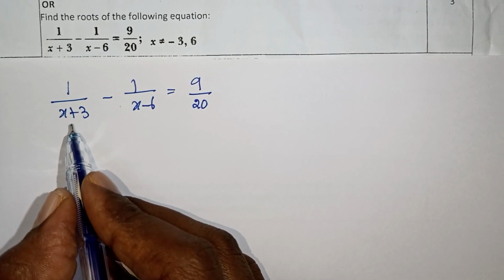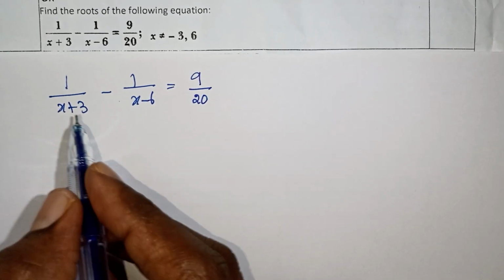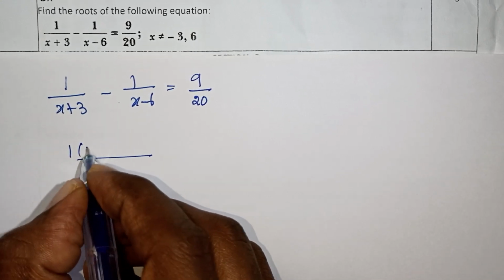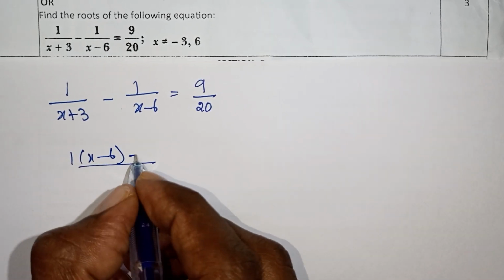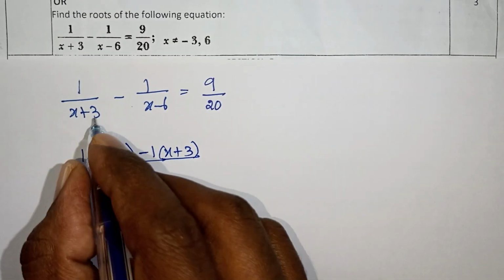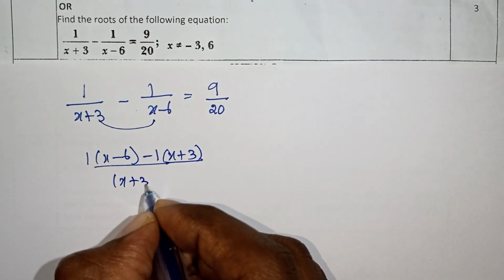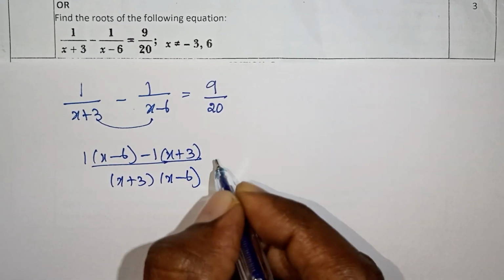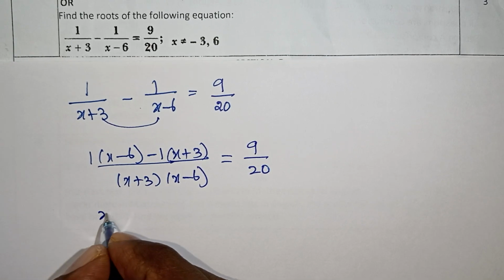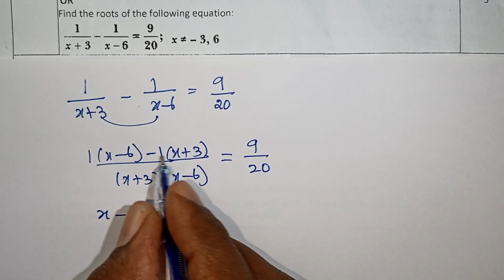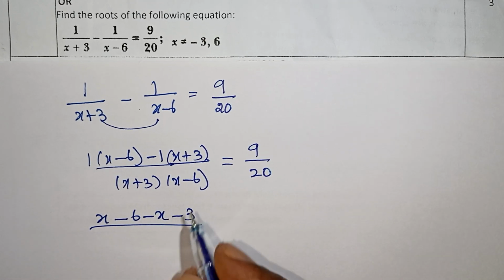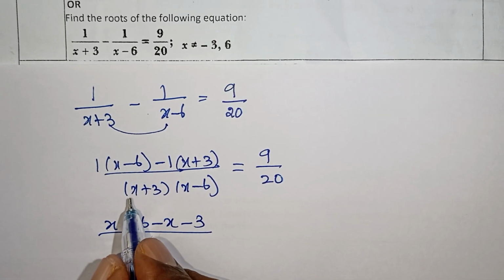Now, because the denominators are different, we have to take the LCM. So x minus 6 into 1 will give you 1 into x minus 6, and this minus 1 into x plus 3. So we are doing the LCM. The denominator will be x plus 3 and x minus 6, which is equal to 9 by 20. Now 1 into x is x, 1 into minus 6 is minus 6, minus 1 into x is minus x, and minus 1 into plus 3 is minus 3. Divided by the denominator, where we also do the multiplication.